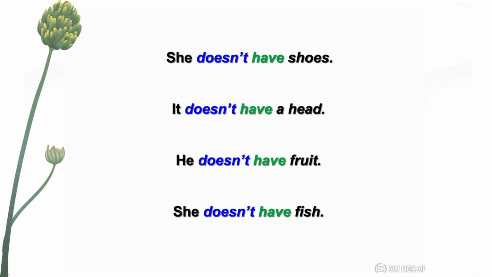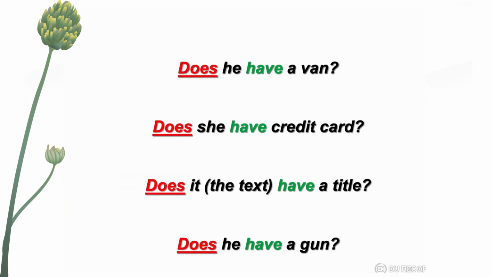She doesn't have shoes. It doesn't have a head. He doesn't have fruit. She doesn't have fish. Let's see the question form. More examples. Does he have a van? It's like a bus. A van, it's not a bus, but it's a big car where you can use it for carrying goods. Does she have a credit card? So there is a missing. Does she have a credit card?